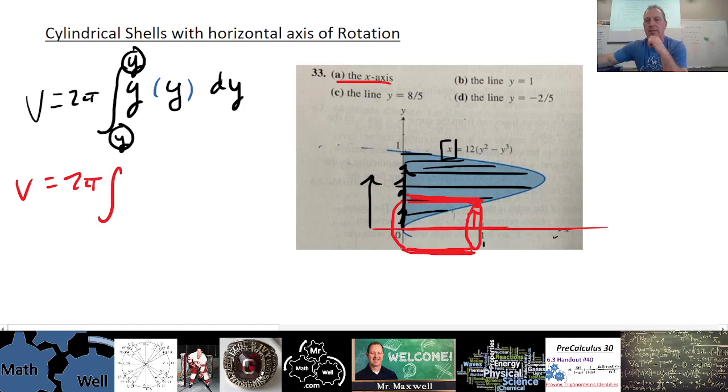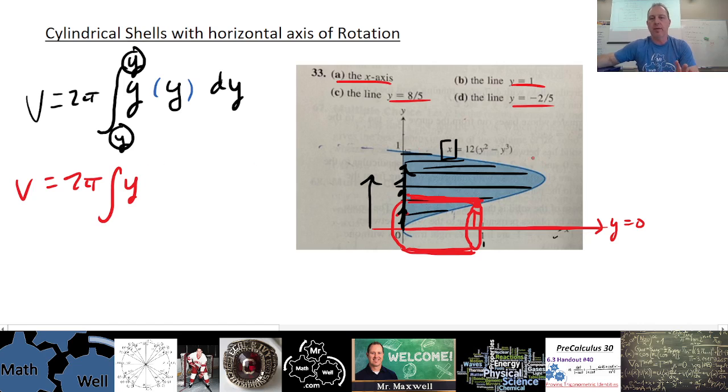Because the axis of symmetry is just y equals 0, whatever y is, that is exactly what the radius of the shells is going to be. So when the axis of symmetry is right on the x-axis, where y equals 0, your radius is always just y. And we're going to talk about these other ones before the lesson is done. But for this case, when the axis of rotation is right on y equals 0, it's just y.